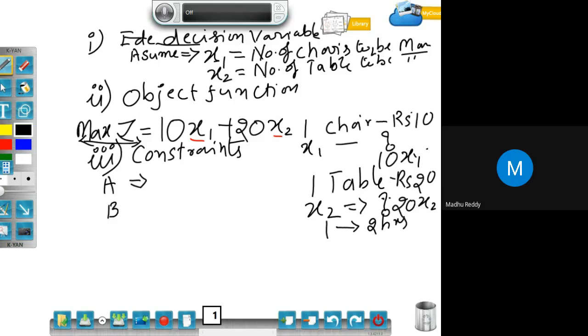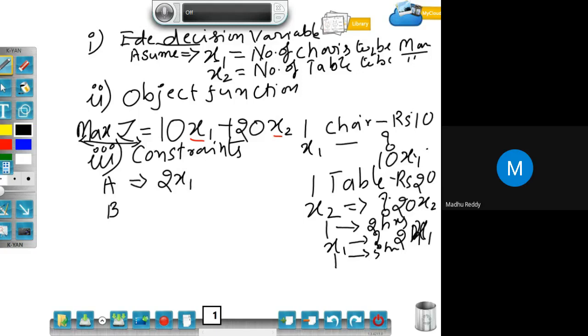How many chairs are we having? x1. One chair requires 2 hours, so machine A requires 2 into x1 hours. The next one: a table requires 5 hours on machine A. To manufacture one table it will take 5 hours of time.